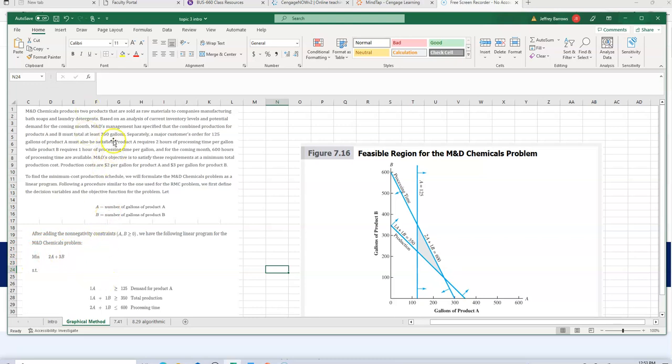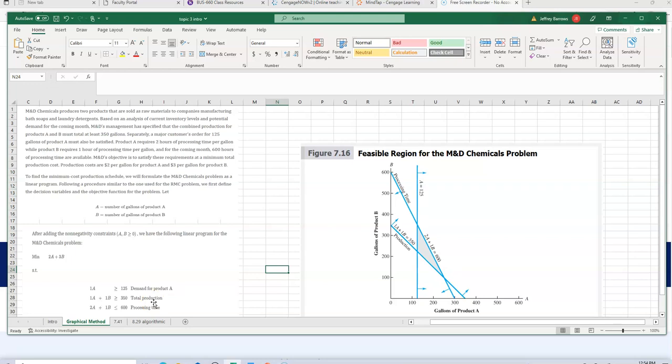Now, without getting too deep into the constraints, this problem is constrained in three ways. The number of gallons of product A must be at least 125 gallons, so there's a demand condition on product A. And the total production of products A and B must be at least 350 gallons.